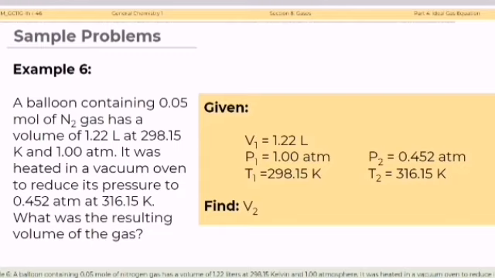Given, we have the initial volume V1 is 1.22 liters, the initial pressure P1 is 1 atmosphere, the final pressure or the P2 is 0.452 atmosphere, and the initial temperature T1 is 298.15 Kelvin. The final temperature or the T2 is 316.15 Kelvin. What is asked is the final volume.